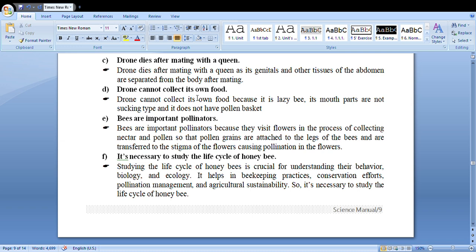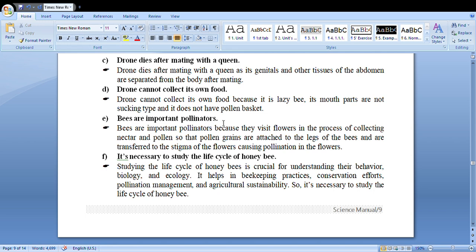Drone bee cannot collect its own food. Yes, drone bee cannot collect its own food because it is a lazy bee, its mouth is not of sucking type, and it does not have a pollen basket as well. So for this reason it cannot collect its own food.